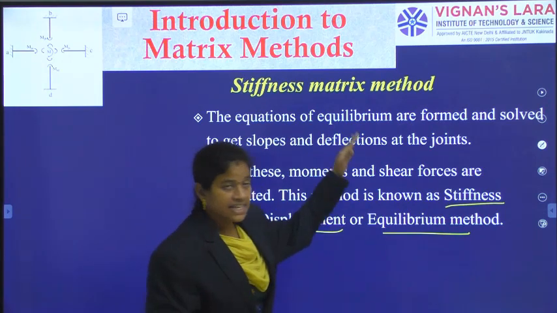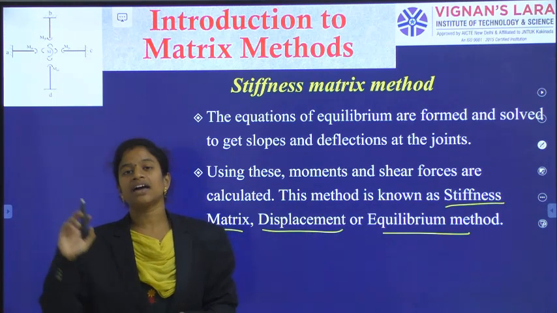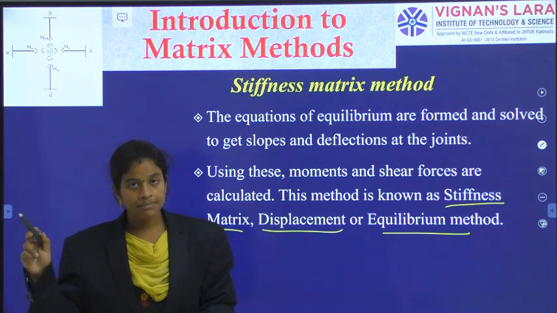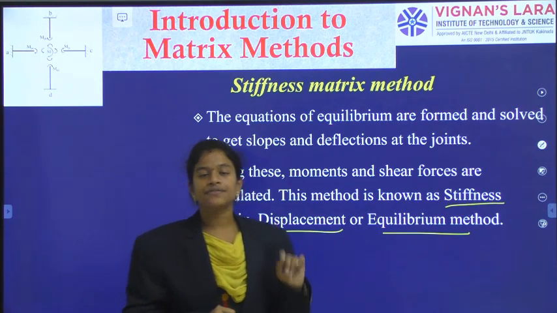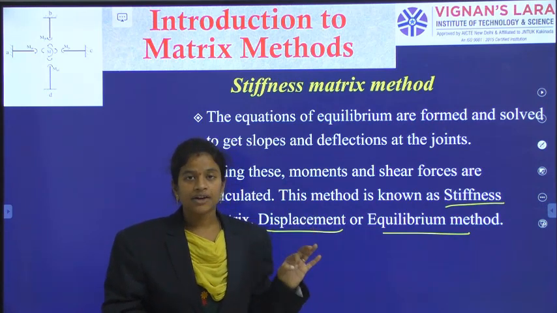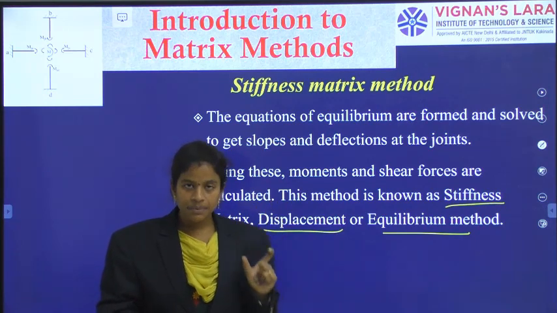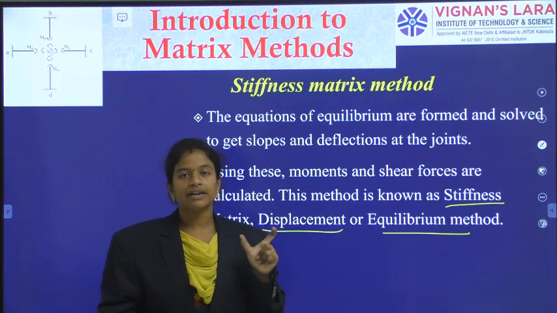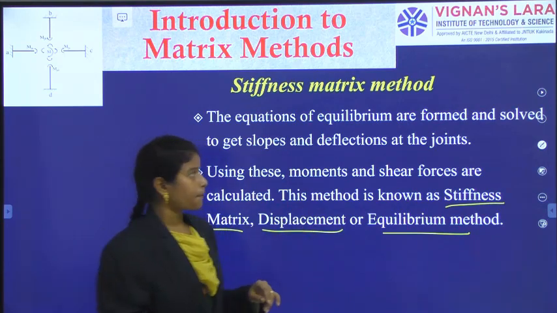So this is another method. There, I have observed redundant forces are the unknowns in the flexibility method or force method or compatibility method. In the stiffness matrix method, the main unknowns are displacements at the joints. That's why I am calling it the displacement method or stiffness matrix method or equilibrium equation method or equilibrium method.